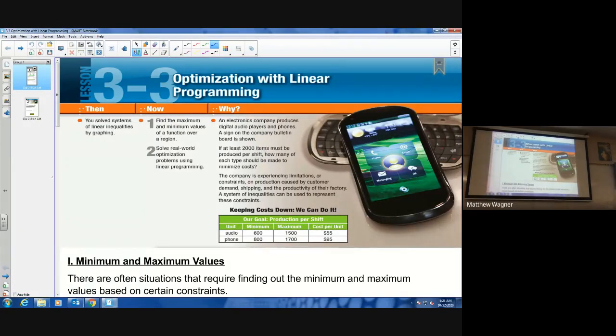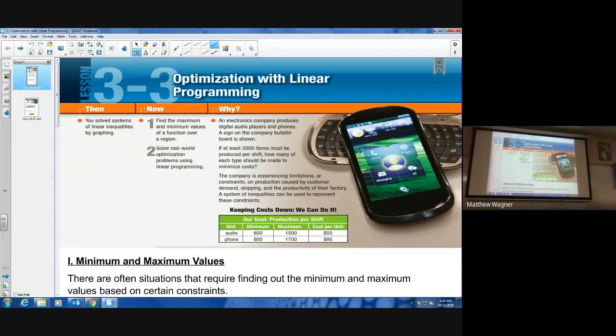All right, you guys, we're going to look at 3-3 today. Usually, this is kind of the doozy of the lesson as far as chapter 3 is concerned. And it doesn't have to be hard, okay?